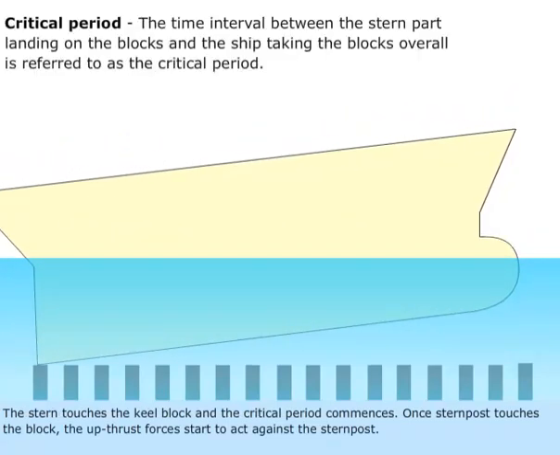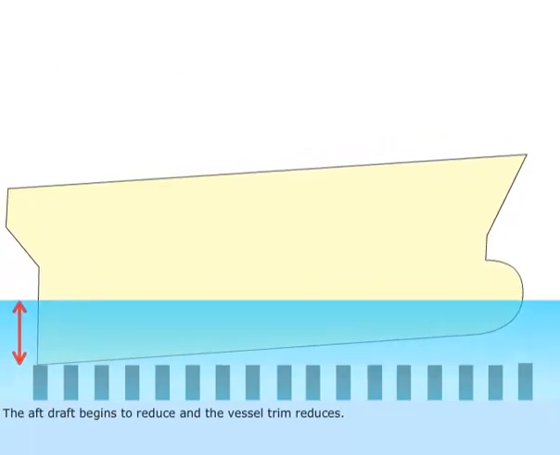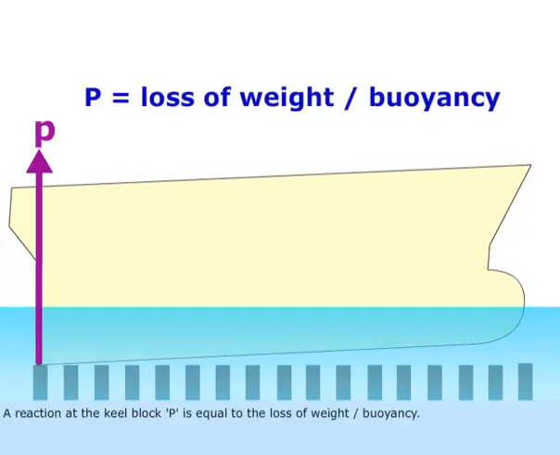Once stern post touches the block, the upthrust forces start to act against the stern post. The aft draft begins to reduce, and the vessel trim reduces. A reaction at the keel block P is equal to the loss of weight or buoyancy.